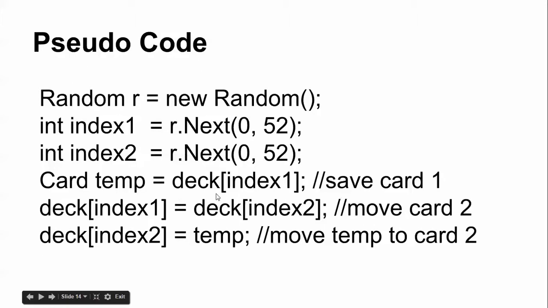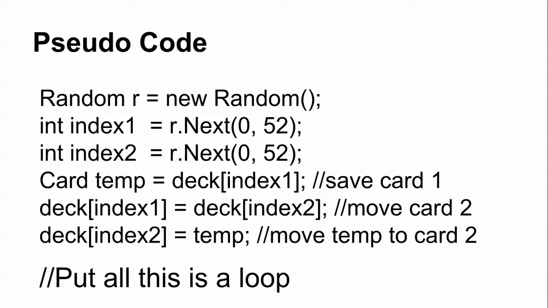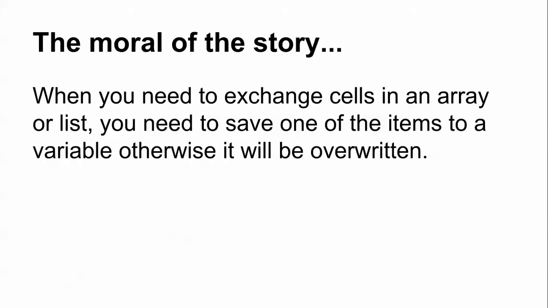So this will randomly switch 2 cards, but again, that's not a very good shuffle. So what you want to do is put this in a loop, have it run 100 times, 500 times, and what it's going to do is randomly pick one card, randomly pick a second card, and then switch them using that temporary variable. So that's kind of all there is to it. Again, the moral of the story is when you want to exchange elements in an array or a list, you need a temporary variable. Otherwise, something is going to get stomped on.